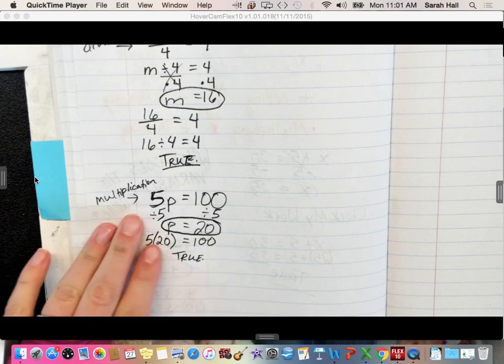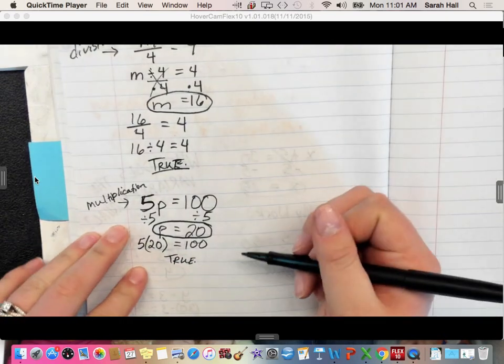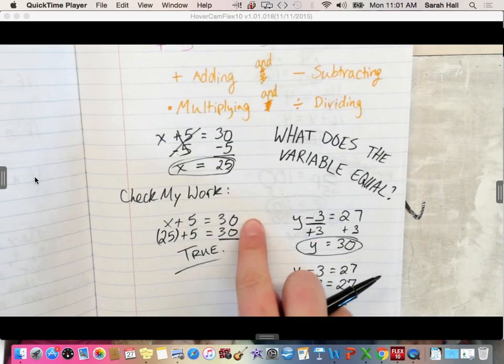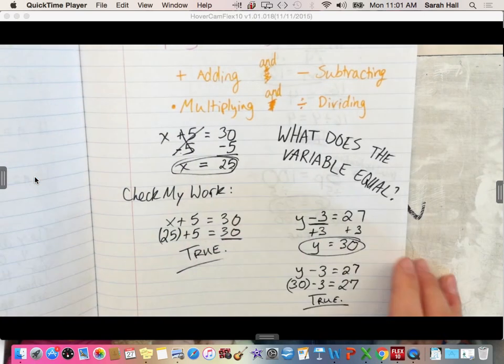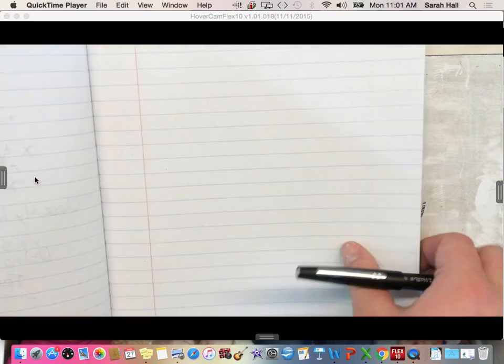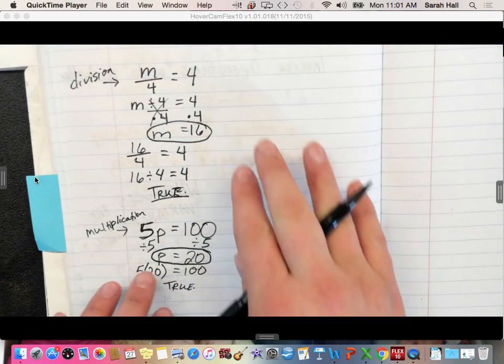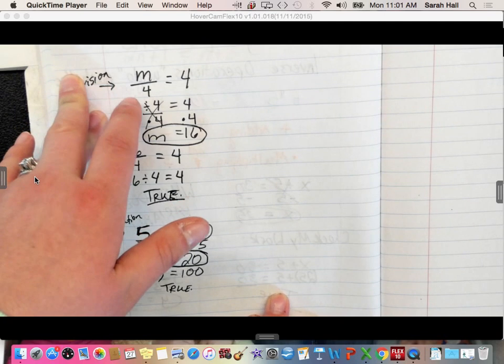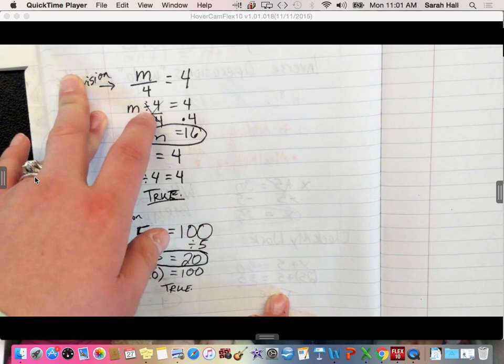Okay, so I gave you an example of a division problem. I gave you an example of a multiplication problem. I gave you an example of a subtraction problem and an addition problem. So you have examples of all 4 types of solving equation problems that you're going to see today. And if you need help on your Pi Day worksheet, you need to go back and look at these notes and see what I did. Okay?